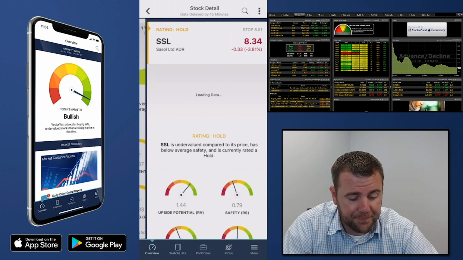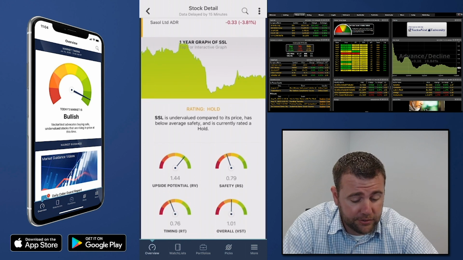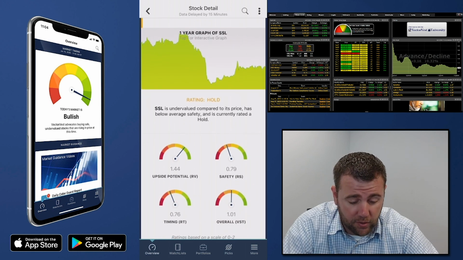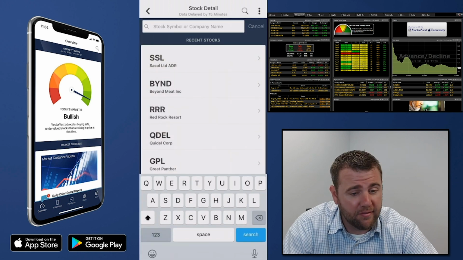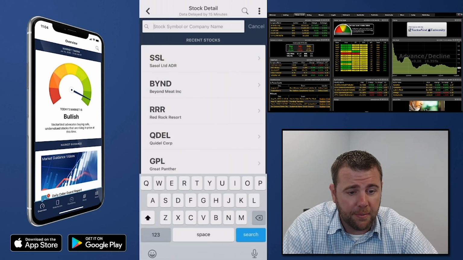SSL, good long-term potential, but does have a lot of risk associated with it. It's in a steady decline. Overall, the stock's about average. Going to be staying away from it based off that momentum, though.